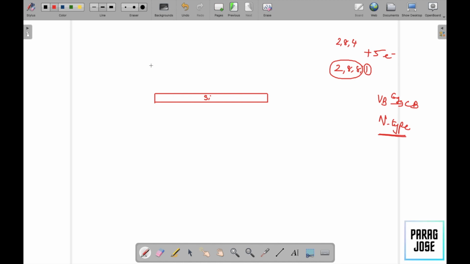So what I do is I'm going to add a pentavalent impurity into this. When I do that, what happens? The atomic number becomes 2-8-8-1, and one region of it becomes an n-type material.